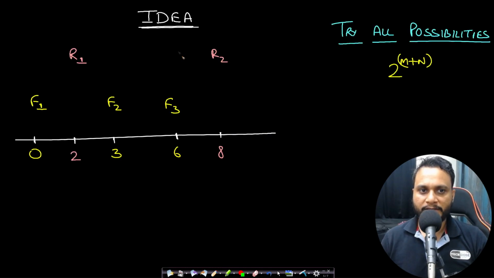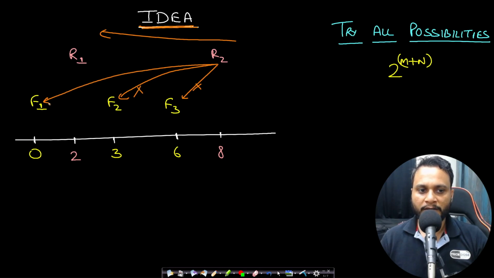Now, having known all these things, our idea of solution will be to try out all the possibilities of assignment. Now, what will be all the possibilities? If you try to assign from right to left, then I can assign this R2 to F3, or I may choose not to assign to F3 but to assign to F2, or I may choose not to assign to F2, or I can assign to F1, right? So there will be factory number of times choices for this robot R2.